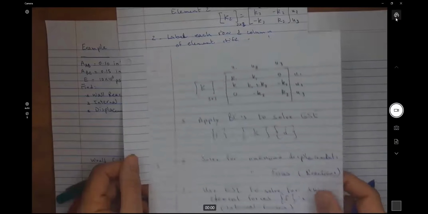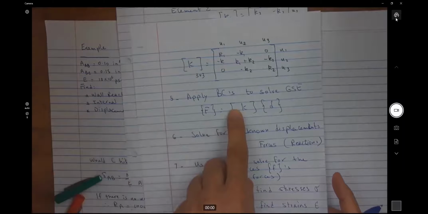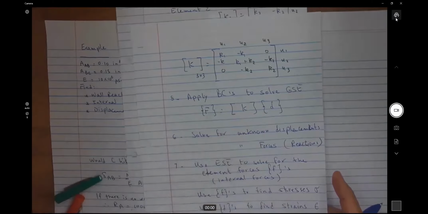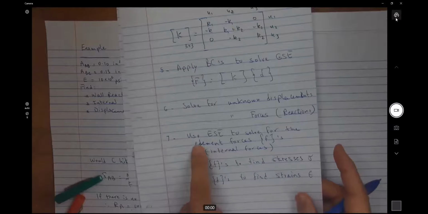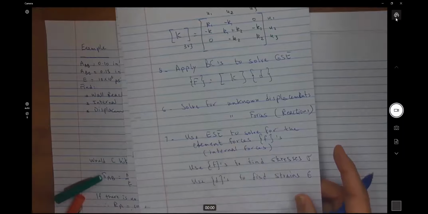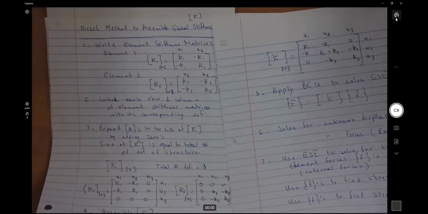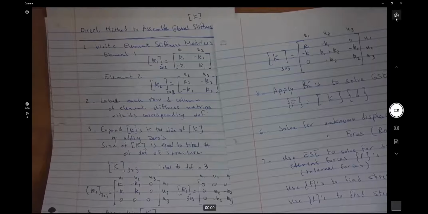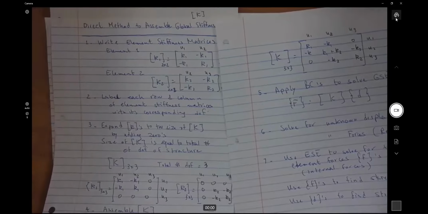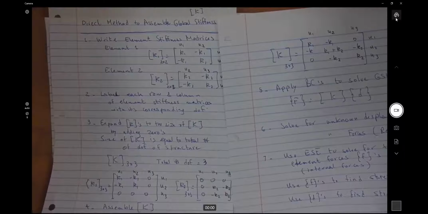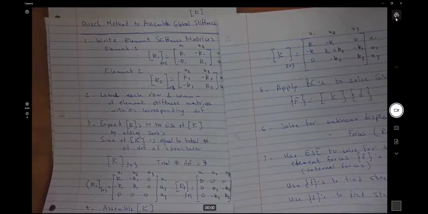And then we apply the boundary conditions to solve for the unknowns. And then we can use the element stiffness equations to solve for the internal forces. So these are the steps we are going to apply today. And I think you all have these in your notes. We wrote like 7 steps. So I want you to pay attention as to how we're going to apply these steps to solve this problem.